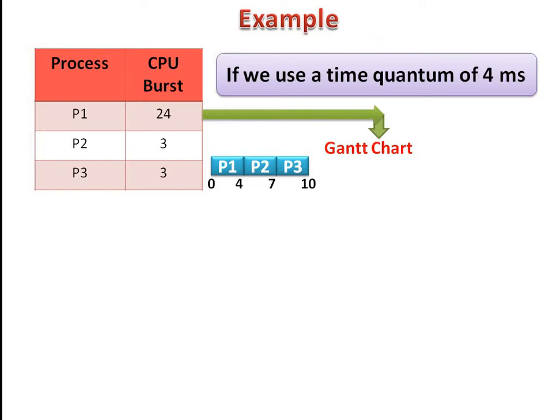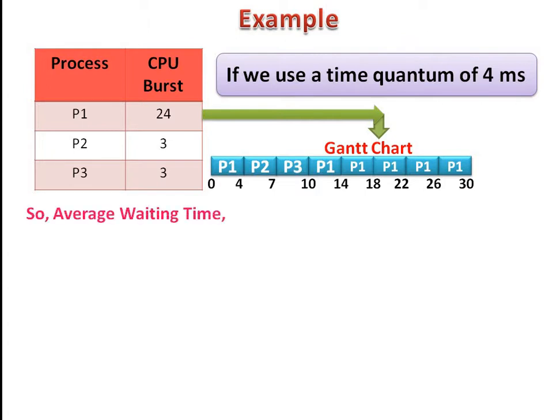Now continue, take the 4 quantum for P1 until its CPU burst time is completed. So 10 plus 4, 14, 14 plus 4, it's 18, 18 plus 4 is 22, 22 plus 4 is 26, and lastly 26 plus 4, it's 30. Here all its CPU burst time is completed, meaning P1 is now terminated successfully.